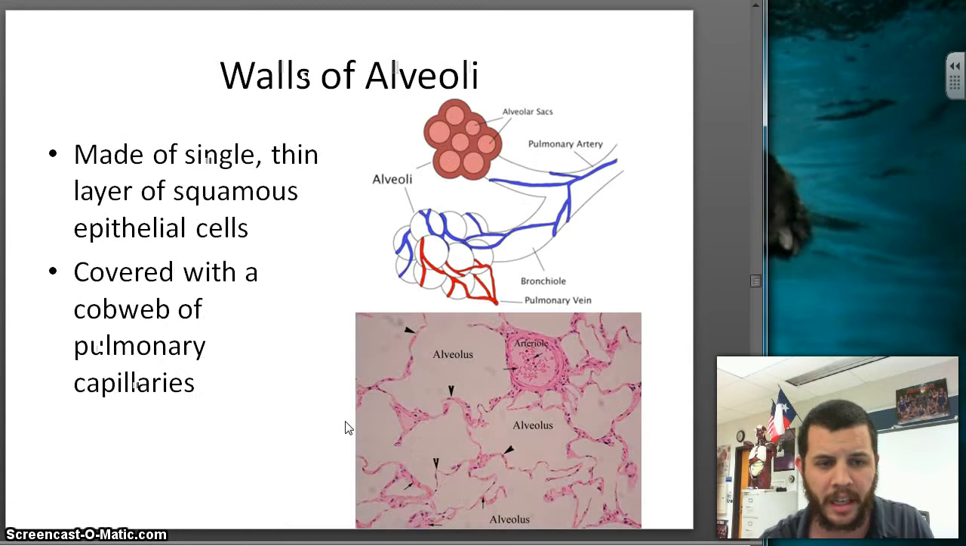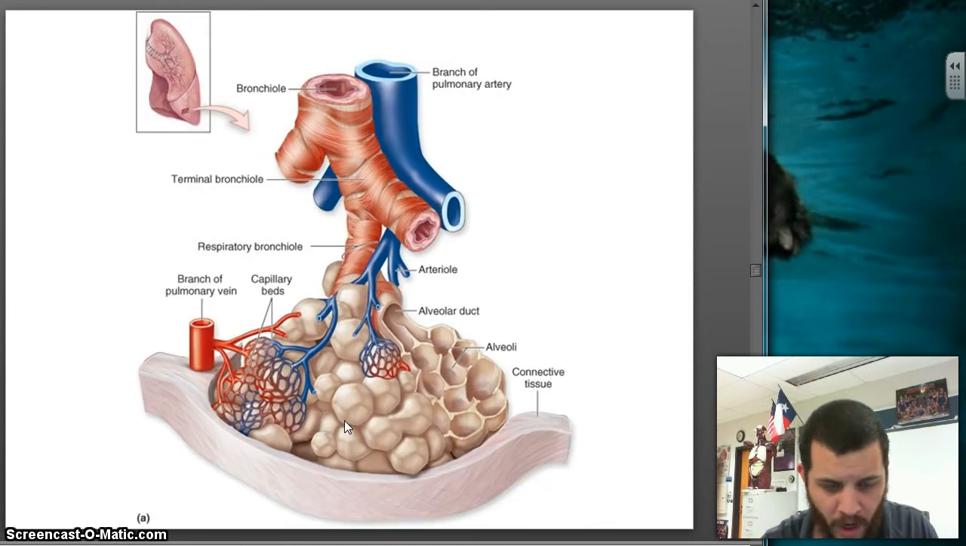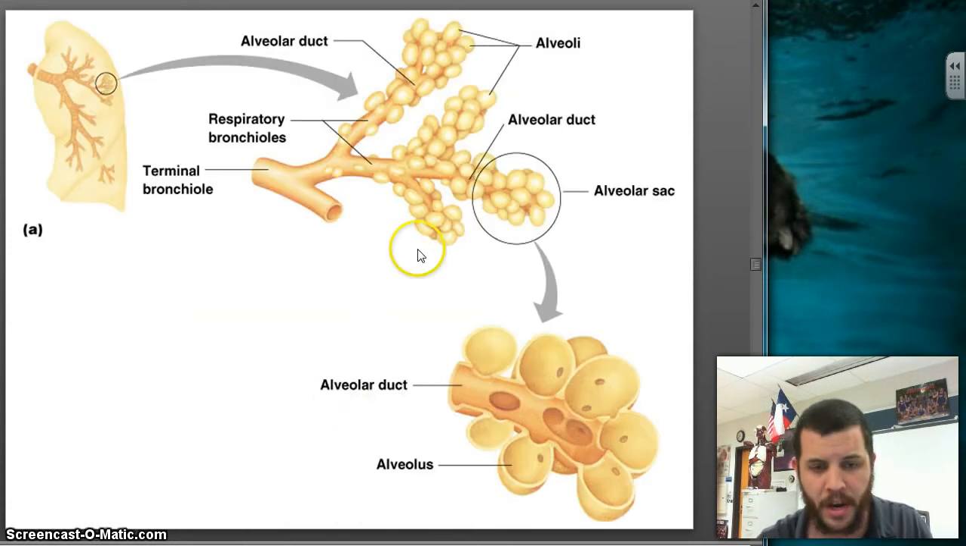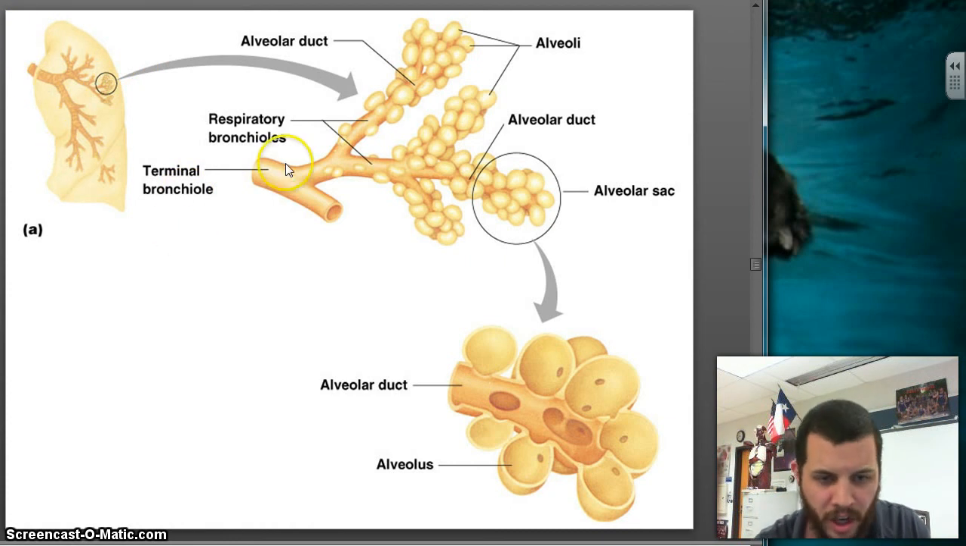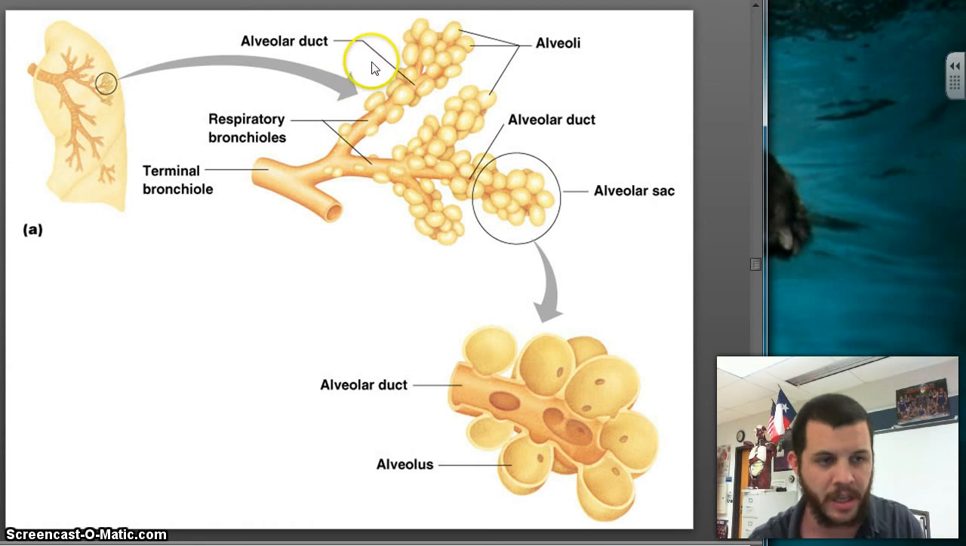Let's see here. And then that's going to get us into where we're going to pick up in the notes. But the alveoli, that's the tail end of where the air is going to go. So air is going to go down through the trachea, primary bronchi, secondary bronchi, tertiary bronchi, and then it's going to fill up these alveolar sacs. That, my friends, is where the gas exchange actually occurs.